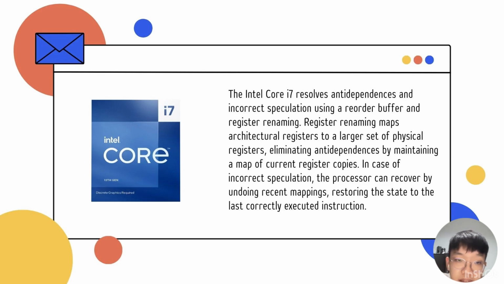By keeping track of the renaming that has occurred, register renaming offers another approach to recover in the event of incorrect speculation. Simply undo the mappings that have occurred since the first incorrectly speculated instruction. This will cause the state of the processor to return to the last correctly executed instruction, keeping the correct mapping between the architectural and physical registers.